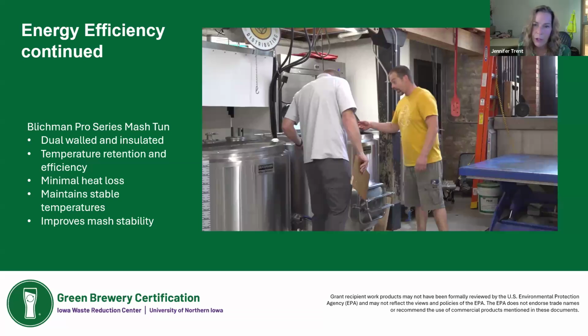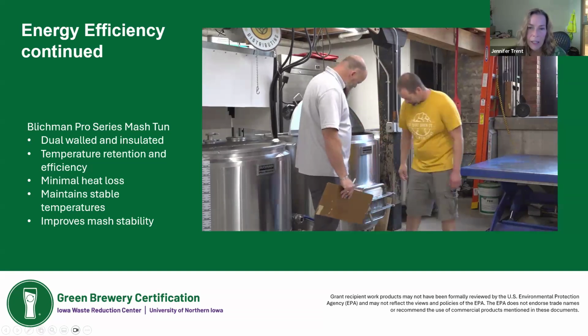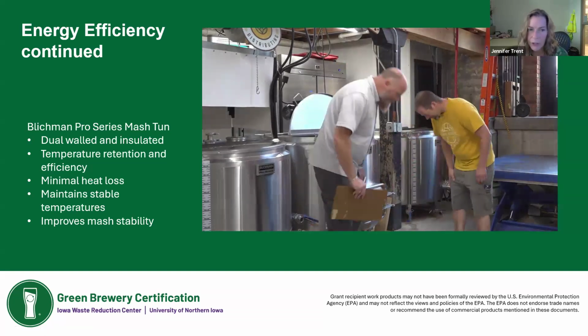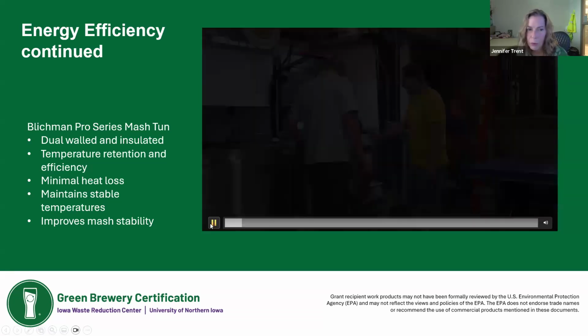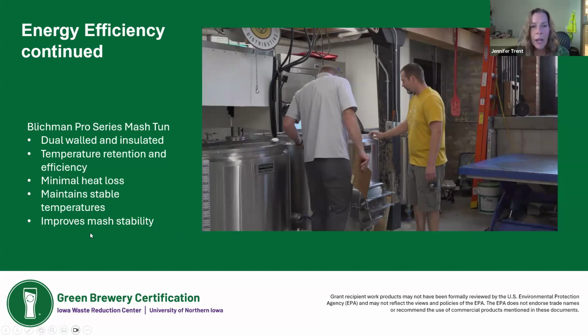Textile Brewing, which this video is from, they use Blickman Pro Series mash tuns. And Blickman, I got back to the office and looked it up. These are highly efficient mash tuns, and they're dual walled and insulated. They retain temperature for extended amounts of time. They provide minimal heat loss, and they also save the brewery money.